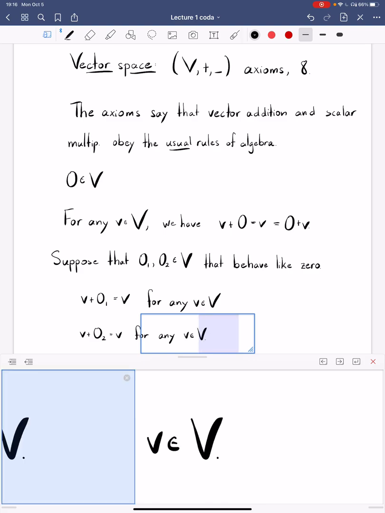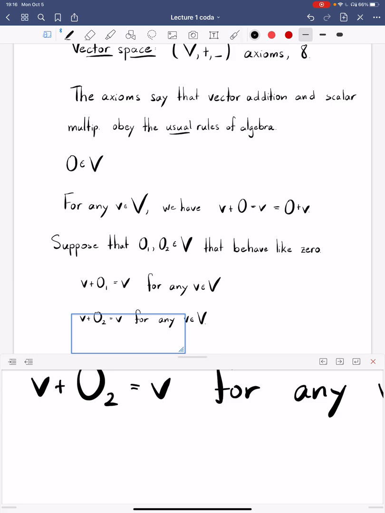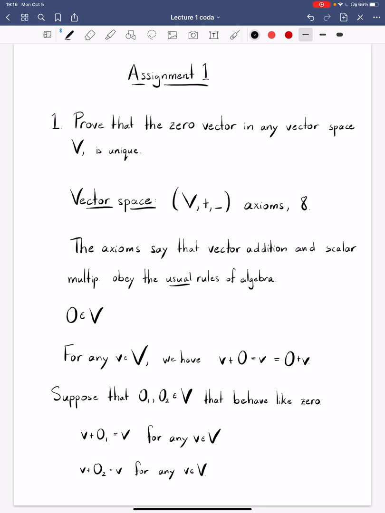All right, and what does this say about the relationship between these two zeros, these two possible zeros, 0_1 and 0_2?